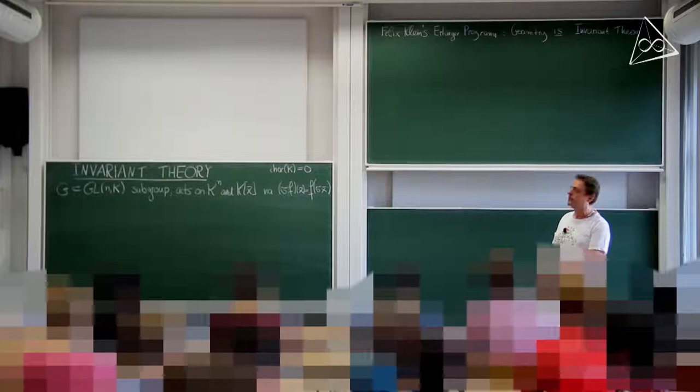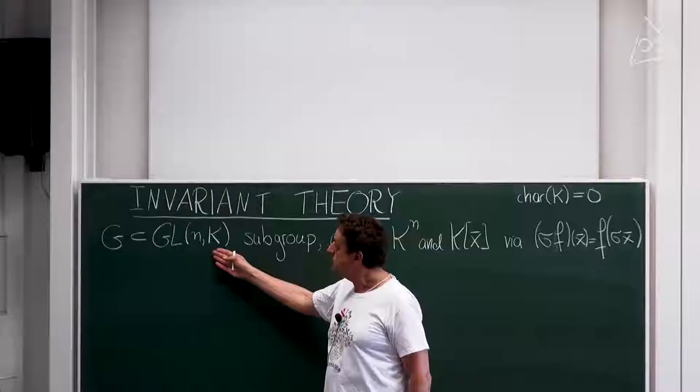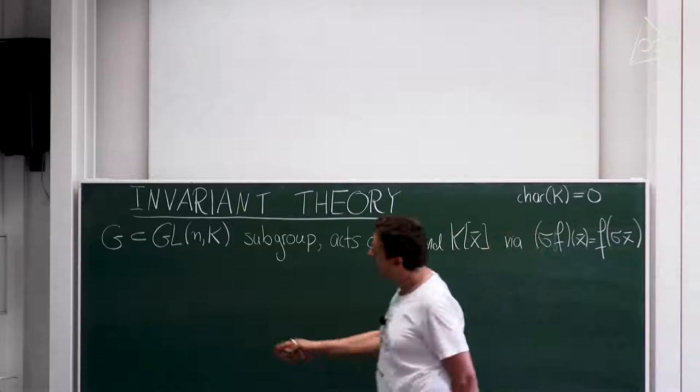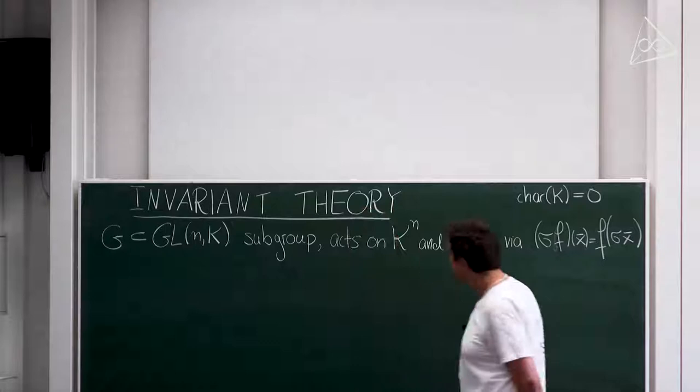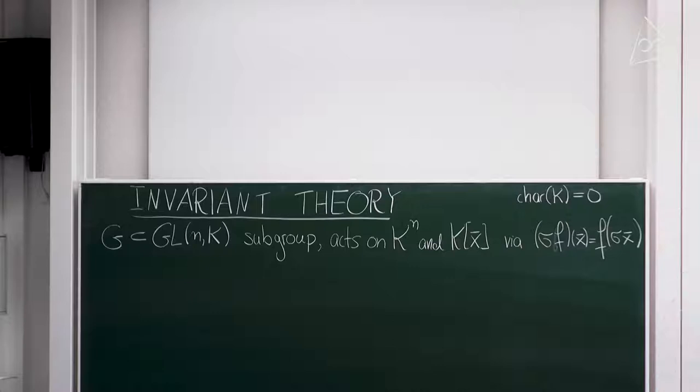Let's look at the group of n by n invertible matrices over a field K. Today, K will have characteristic zero, so the real or complex numbers, for example. G is a subgroup, a group of n by n invertible matrices. It acts naturally on K to the n, the vector space, and it also acts naturally on the ring of polynomial functions, the polynomial ring in n variables x1 up to xn.